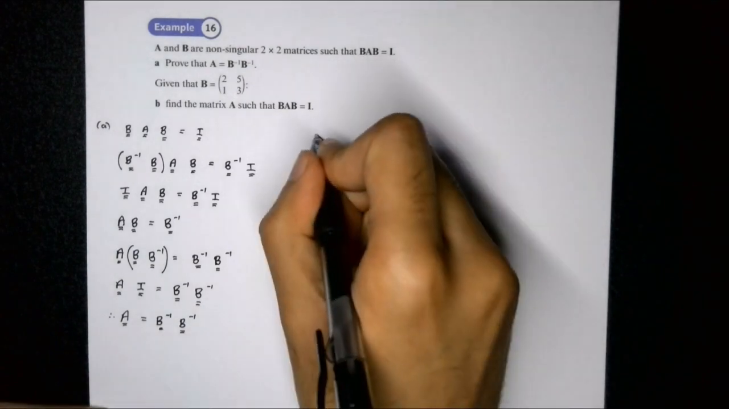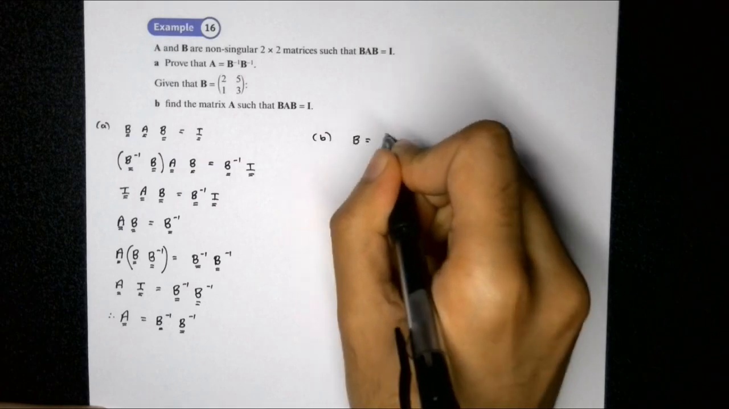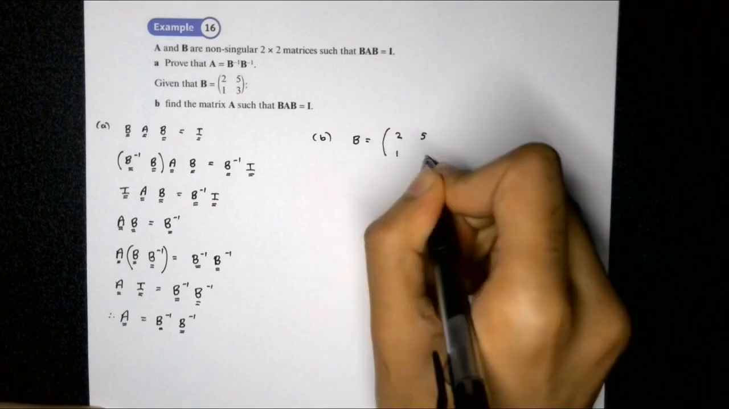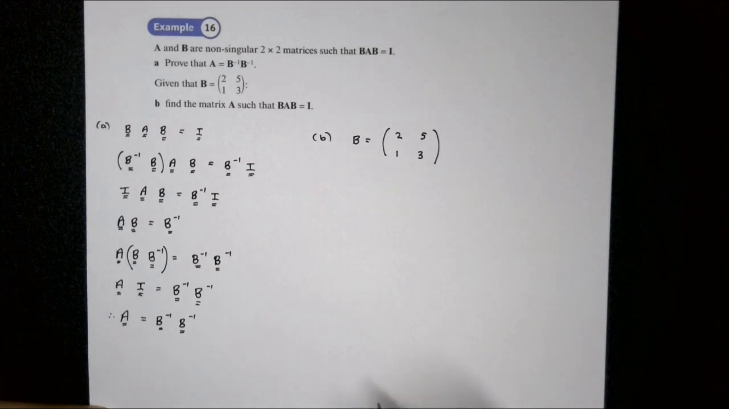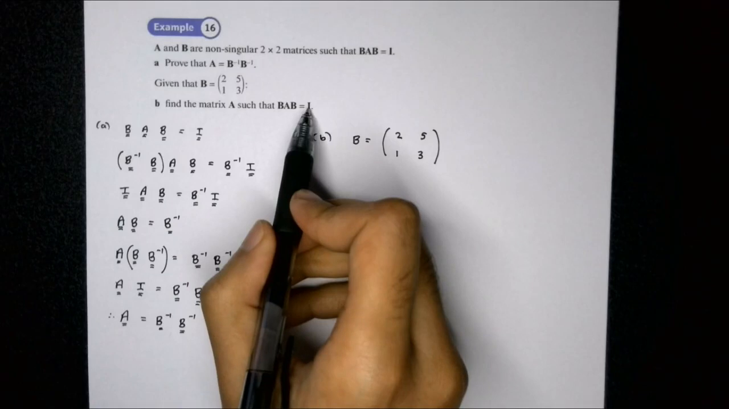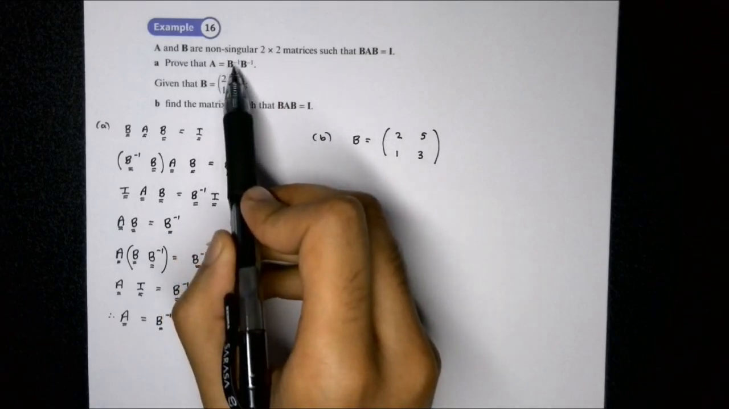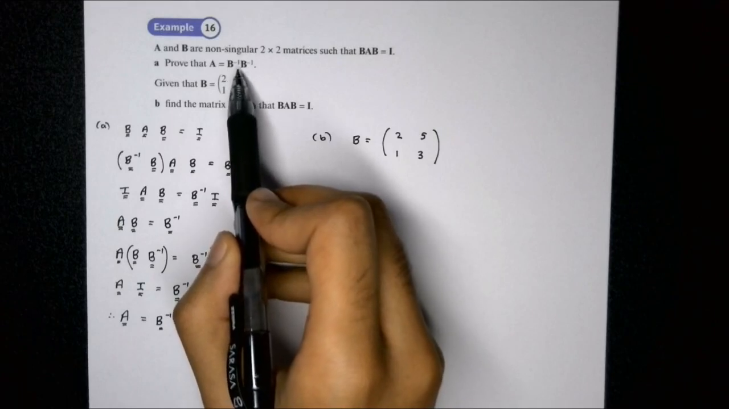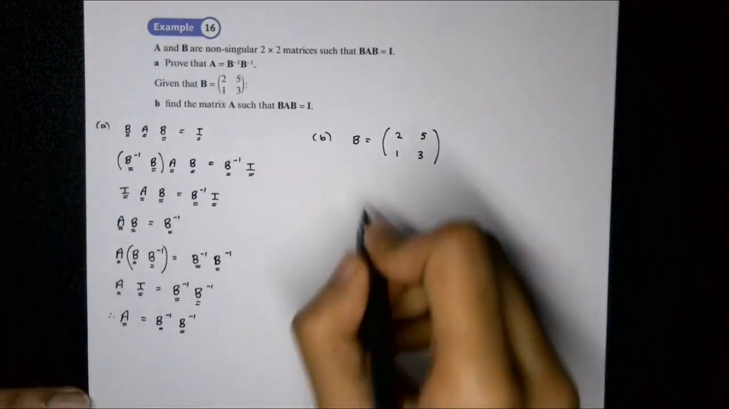Now for part B, given that the matrix B is equal to 2, 5, 1, 3, our goal over here is to find the matrix A such that BAB is equal to I. Well, of course, we can find the matrix A by first of all finding the inverse of B and then multiplying the inverse B by inverse B. For us to find the inverse of B, we first of all need to find the determinant of B.